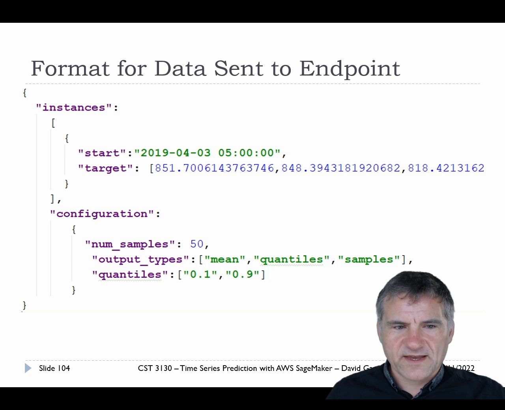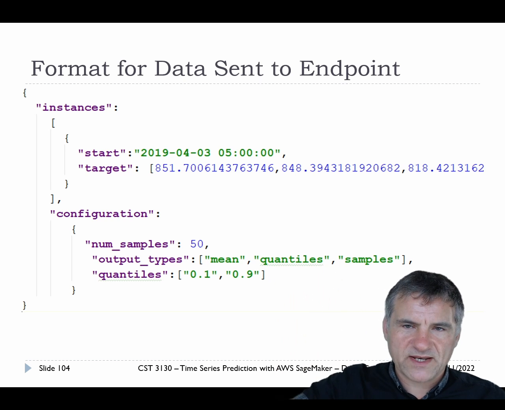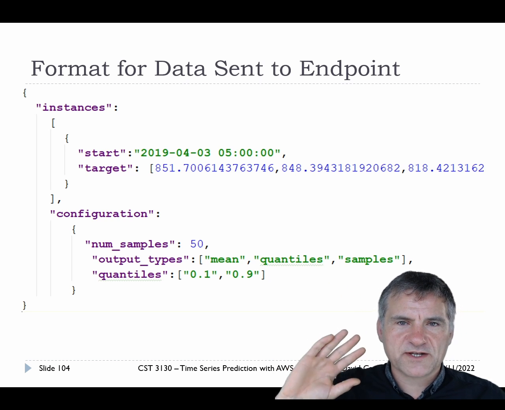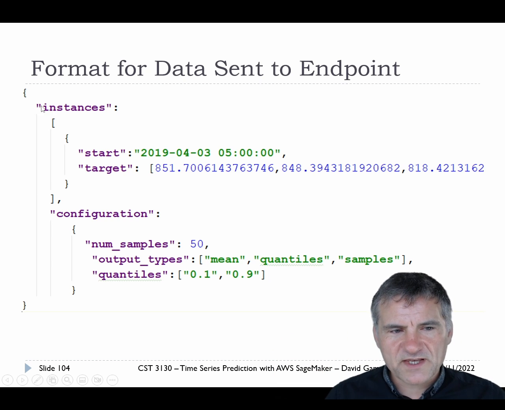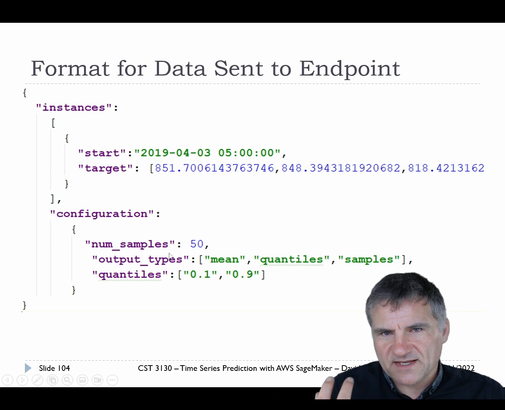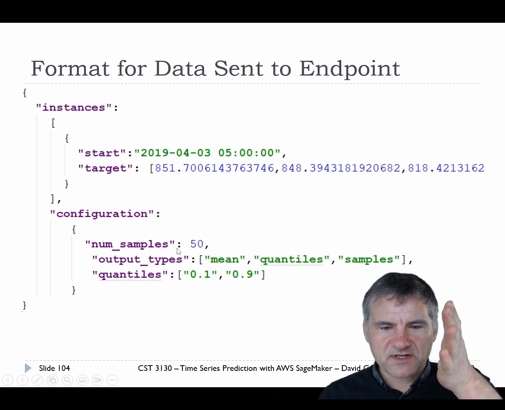Now this is the important thing, okay? We need to send an appropriate data package to the endpoint so that it will generate the appropriate predictions and send them back to us. Yeah, if we get this wrong, it just won't work, yeah? And you have these two fields called instances and configuration. Configuration is just what kind of data I want to get back from the endpoint. Yeah, how many samples, so how many points in the future I wanted to predict.